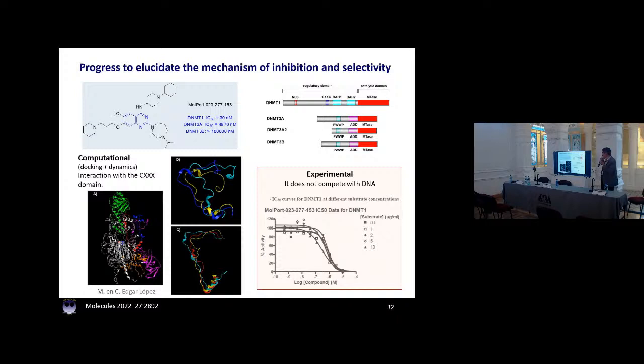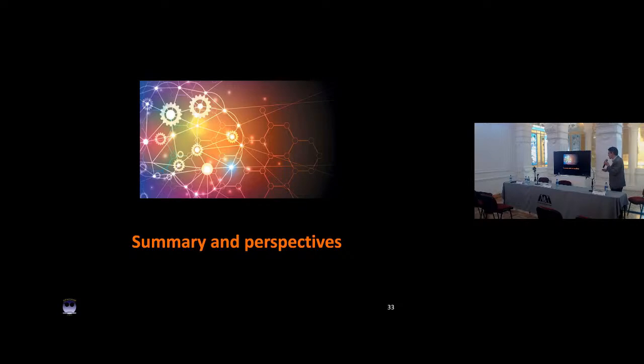Now, experimentally, we also sent this compound to the same contract lab, Reaction Biology. They performed competition assays with the natural substrate, DNA, and the experimental results show that this compound did not compete with DNA. So experimentally, we have evidence that it is not binding in the catalytic domain. Putting both things together, simulation and experiment, it seems that these compounds are binding in the regulatory domain. That is also exciting because they can be very promising scaffolds to be selective for DNMTs, as we saw. So just to summarize.